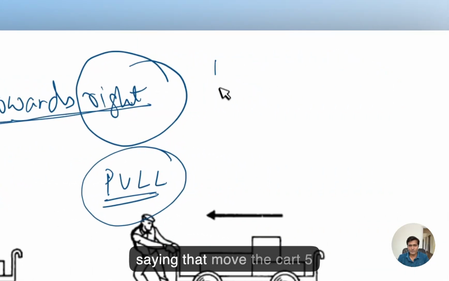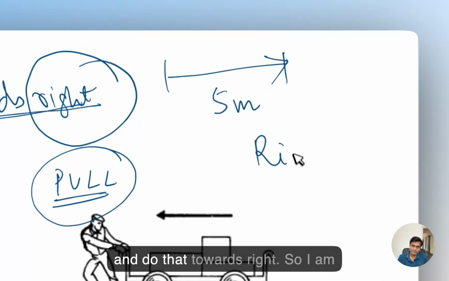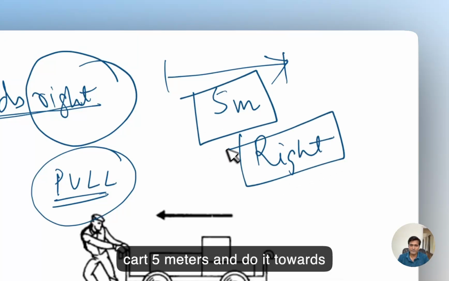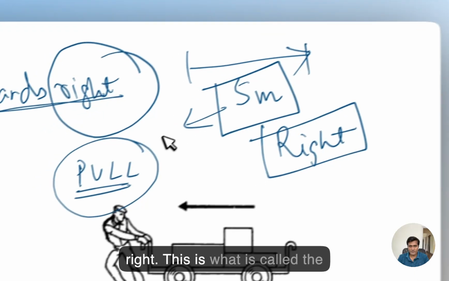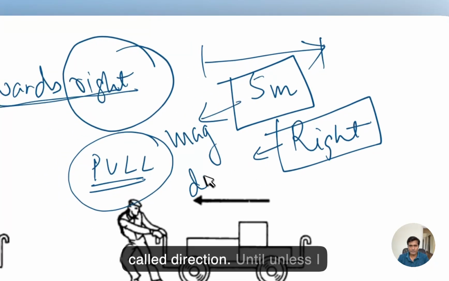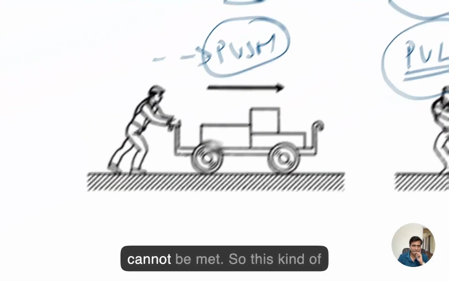So what we are saying is: move the cart 5 meters, and do that towards the right. Okay, so I'm providing two pieces of information: move the cart by 5 meters and do it towards the right. So this is what is called the magnitude, and this is what is called the direction. Unless I provide you with magnitude as well as direction, our objective cannot be met.